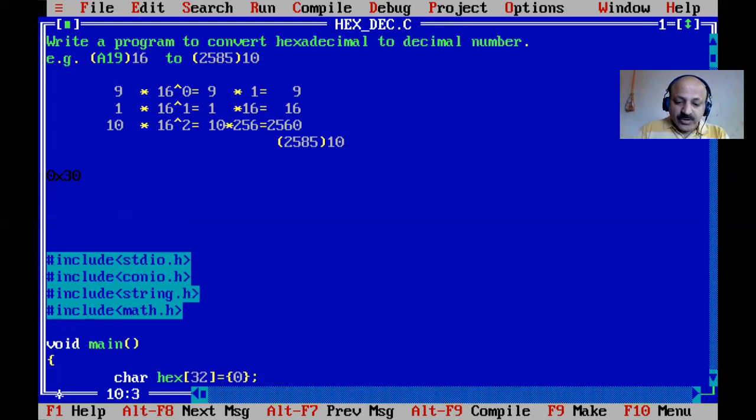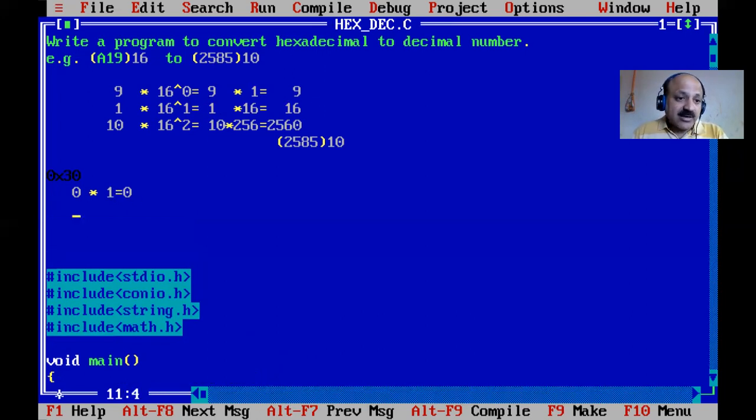First, the last digit you multiply by 1. So 0, in maths rules, multiplied by anything is 0. Now the second last digit we multiply by 16, so that is equivalent to decimal. So here we can say 48. So this number is equal to the decimal number 48, and so on for any other number. So that is the process.